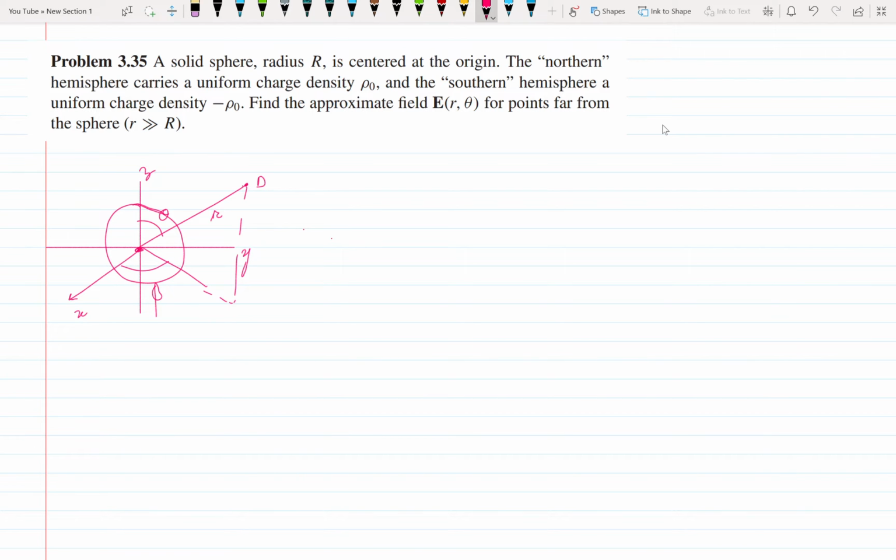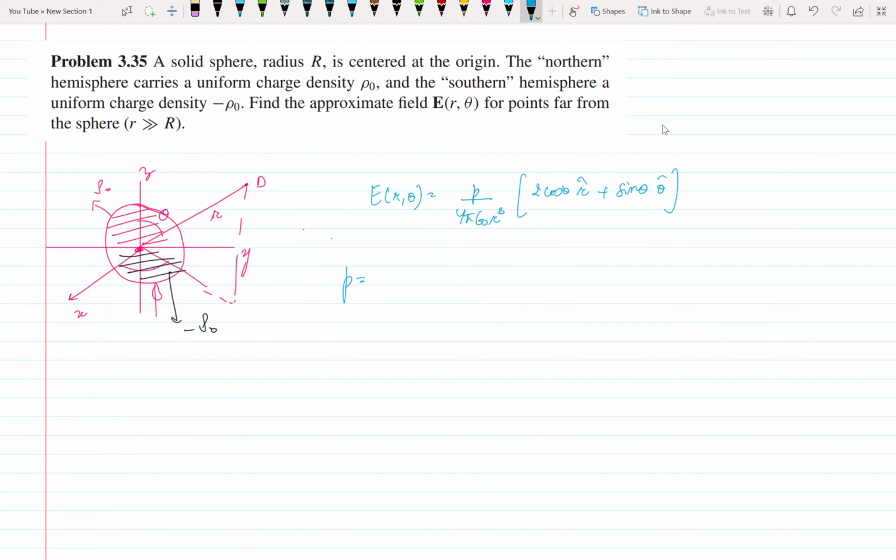So he's saying that in the northern hemisphere we have volume charge density rho naught, and in the southern hemisphere we have volume charge density minus rho naught. We need to find the electric field here. We very well know that if it depends on r and theta, the formula is p over 4 pi epsilon naught r cube times (2 cos theta r cap plus sin theta theta cap). All things are given to us in the question; we need to find p only.